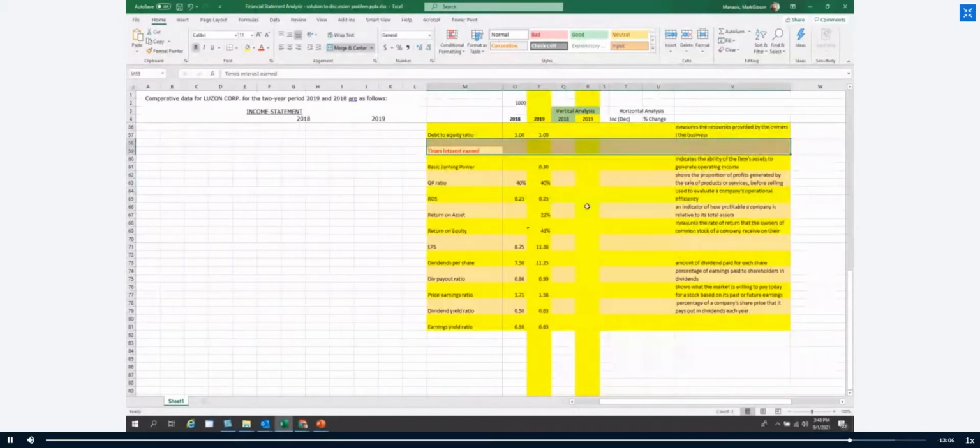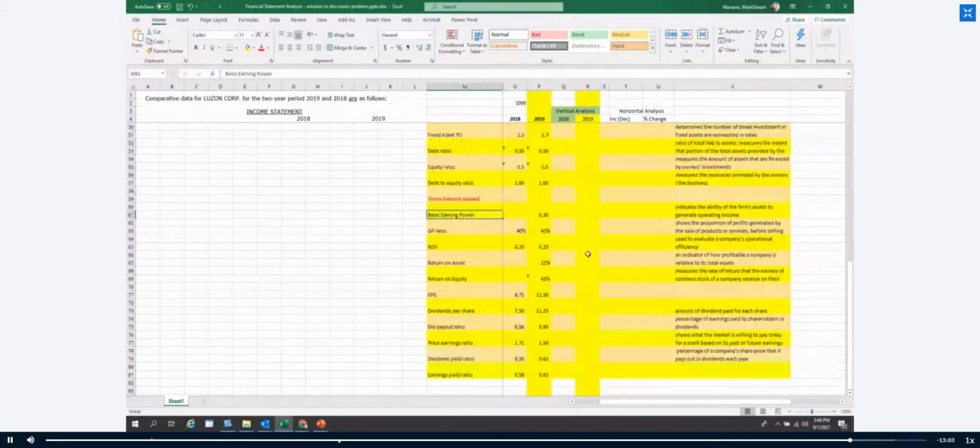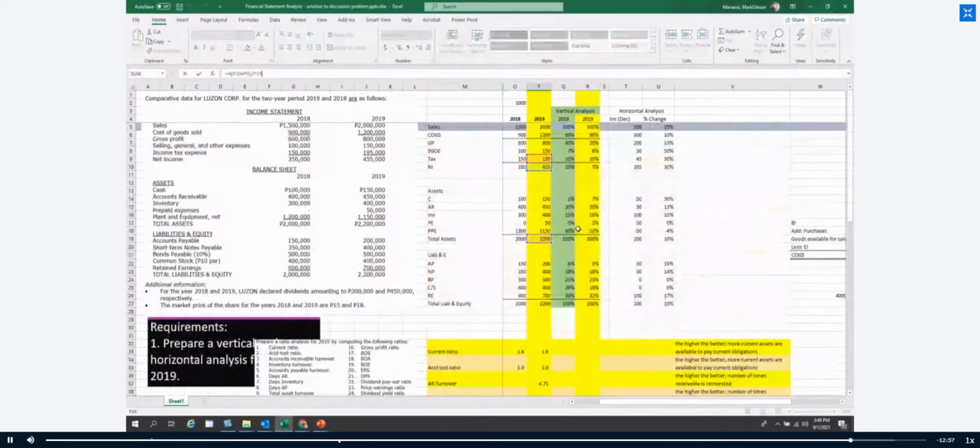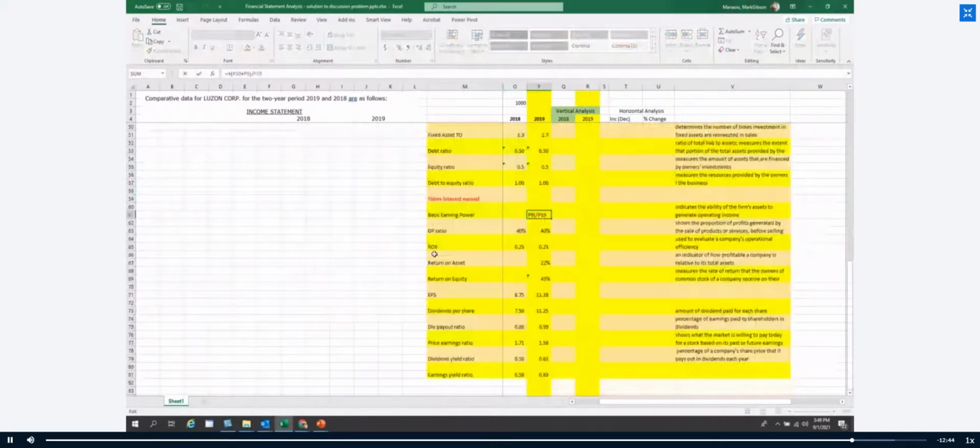Let's go now to basic earning power. Basic earning power is your net income plus your tax. How do you call that, class? It's your income before tax, divided by the total assets. It indicates the ability of the firm's assets to generate operating income. Remember, your assets are your resources in order for you to generate operating income.